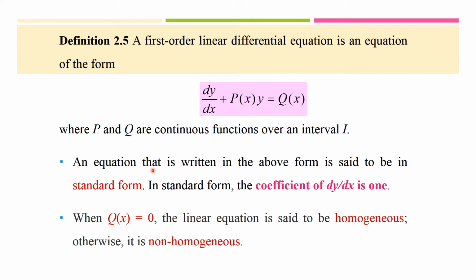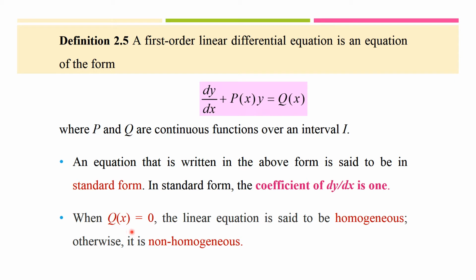Now, an equation that is written in the above form is said to be in standard form. When we say standard form, it means that the coefficient of dy/dx is 1. So if the coefficient of dy/dx is equal to 1, then this equation is considered a standard linear equation. Now look at the function q of x.